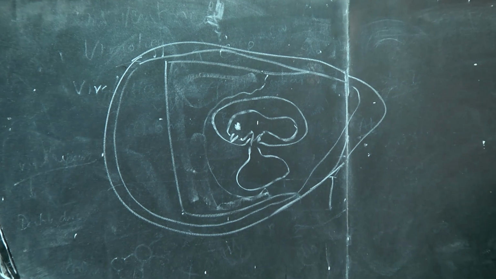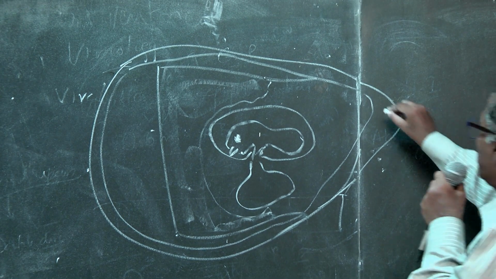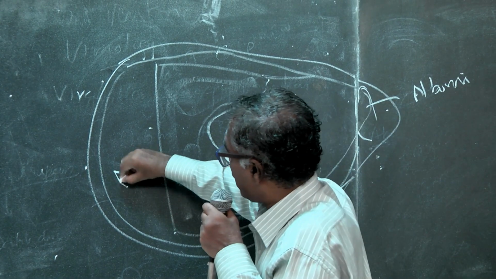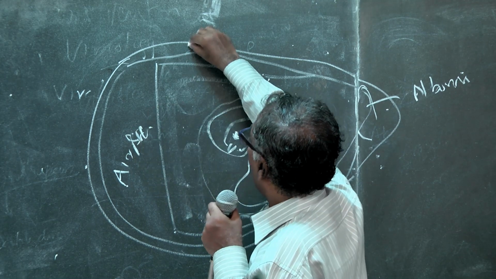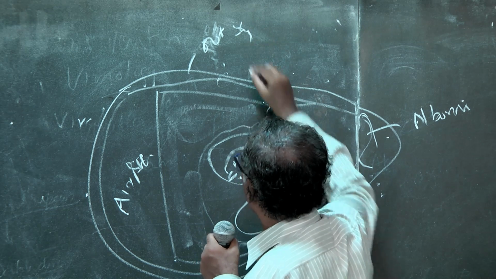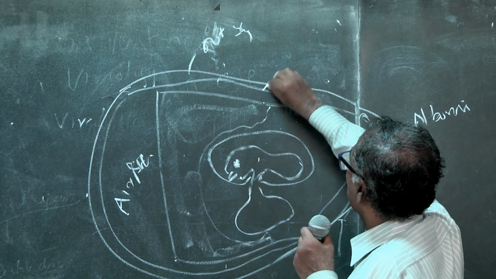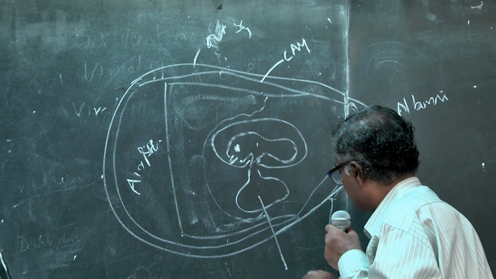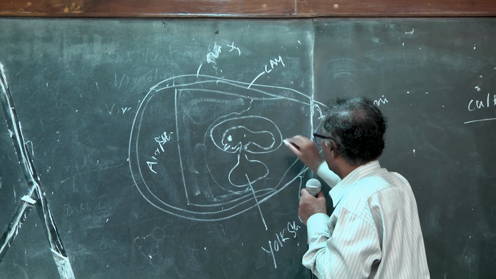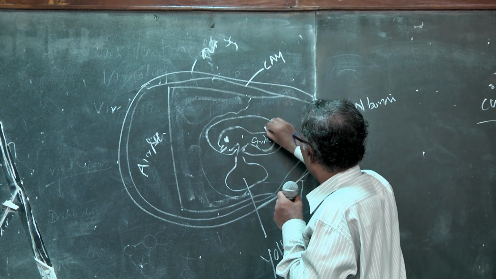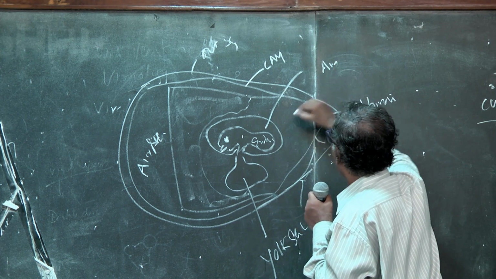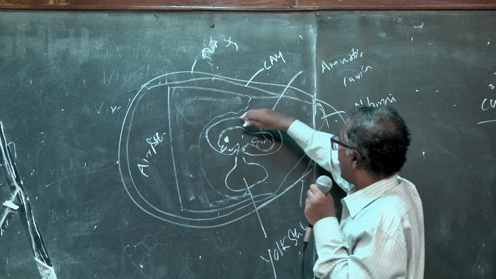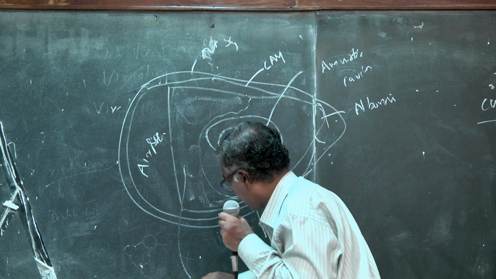See, this is the embryonated egg, and it has different parts, namely albumin, air sac, outer shell, chorioallantoic membrane, yolk sac, and embryo. Surrounding that embryo is the amniotic cavity, and between the amniotic cavity and the chorioallantoic membrane is the allantoic cavity.